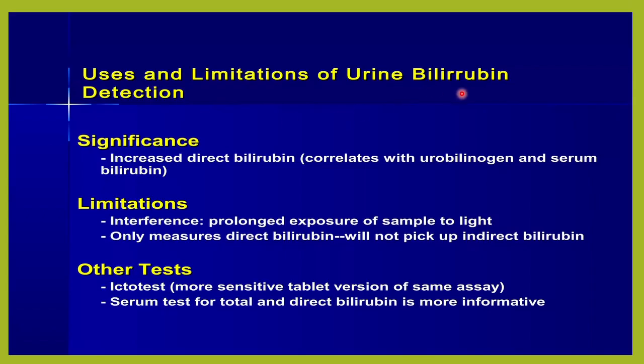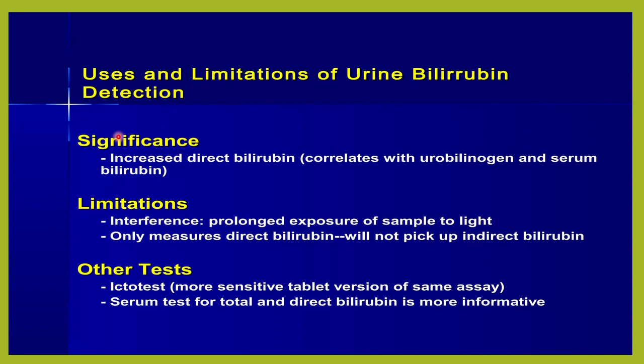The significance of the urine bilirubin test is that it will usually correlate with the serum direct bilirubin. जब भी serum direct bilirubin बढ़ा रहेगा, in urine we usually see that the patient will be having bilirubin, and it also correlates with the urobilinogen and also the serum bilirubin levels.